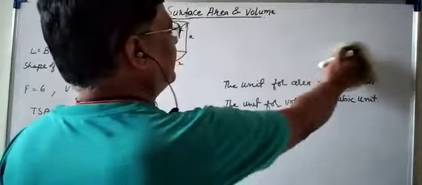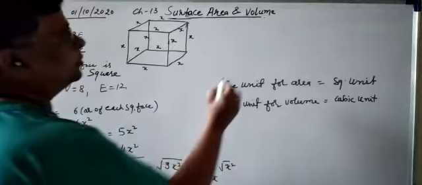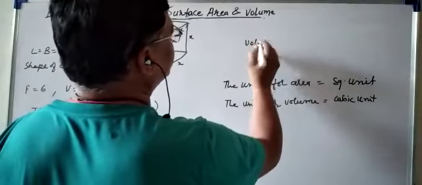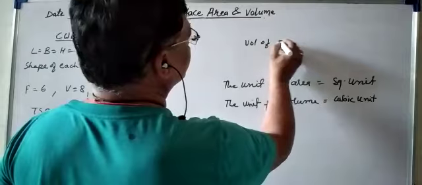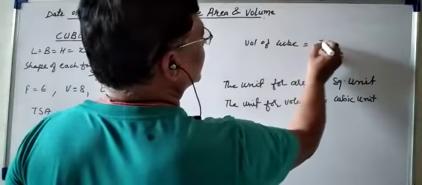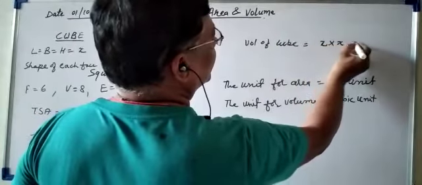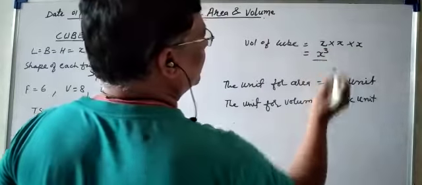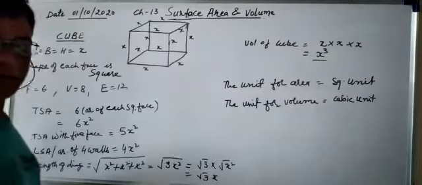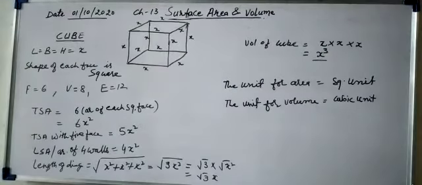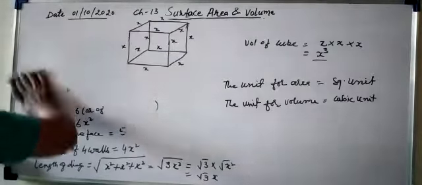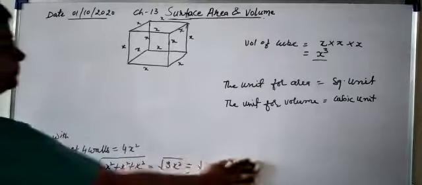The unit for area should be square unit. Then for the volume of the cube, it is length, breadth and height, so x cube. The unit for area will be square unit, and the unit for volume will be cubic unit. Now we come to the exercise 13.1.